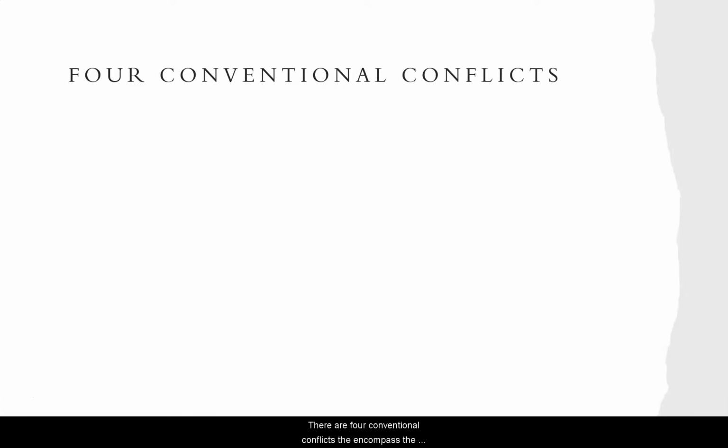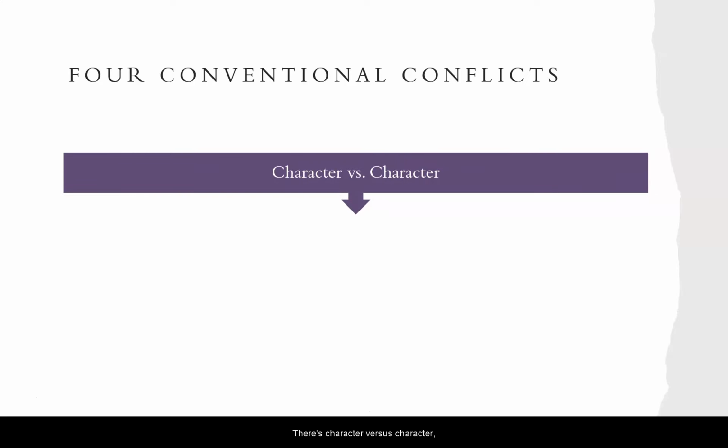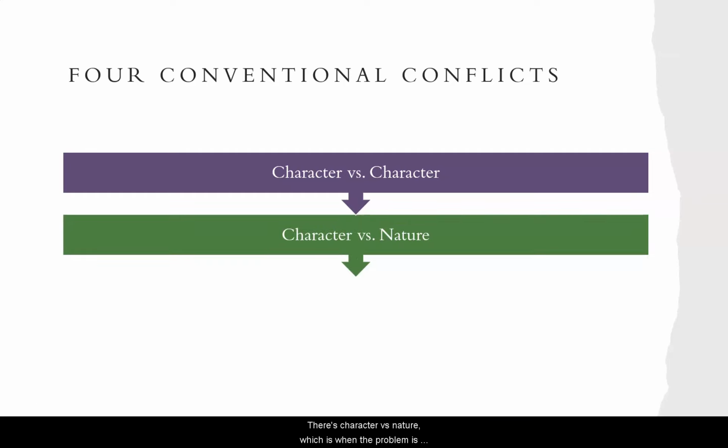There are four conventional conflicts that encompass the vast majority of plot conflicts that you'll encounter in literature. There's character versus character, which is exactly what it sounds like. It's when the struggle or the problem is between one character and another. There's character versus nature, which is when the problem is between a character and a natural force. That can be a lot of things. It could be the natural world in terms of weather or something like that. It could be natural health.